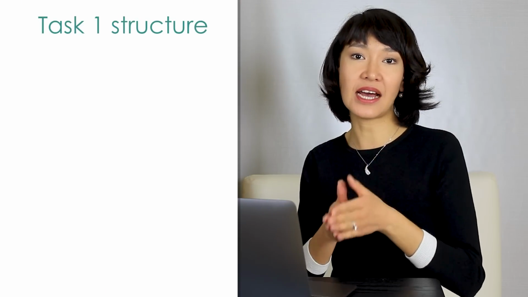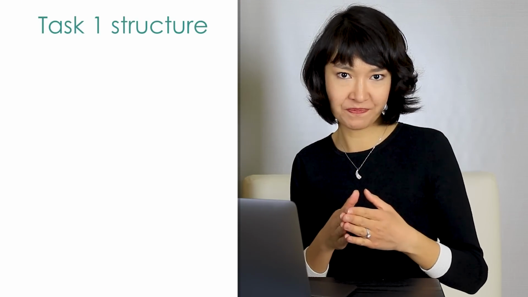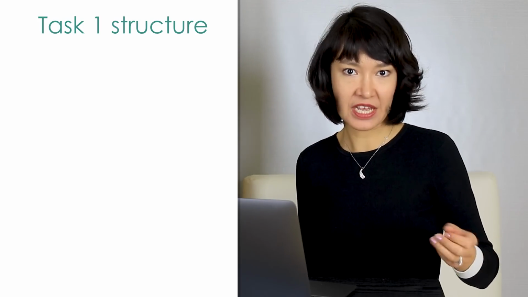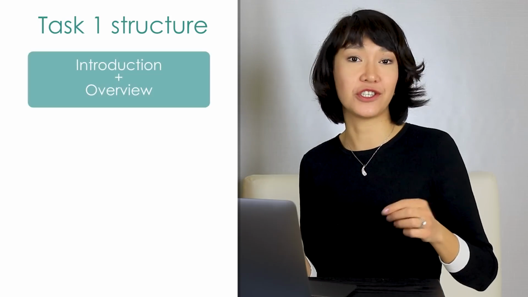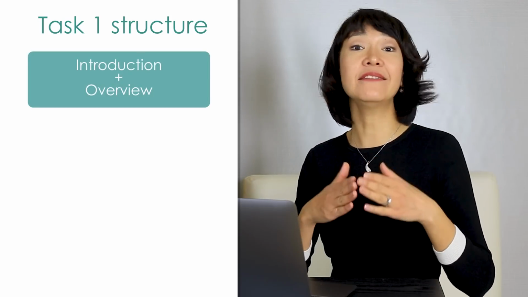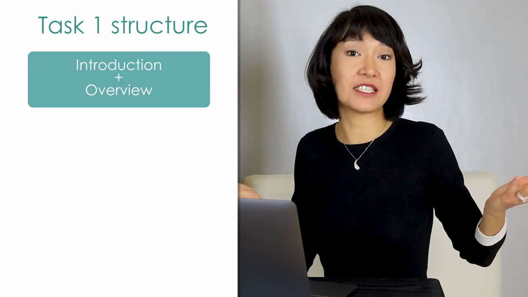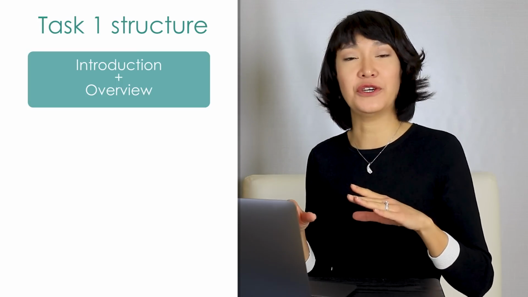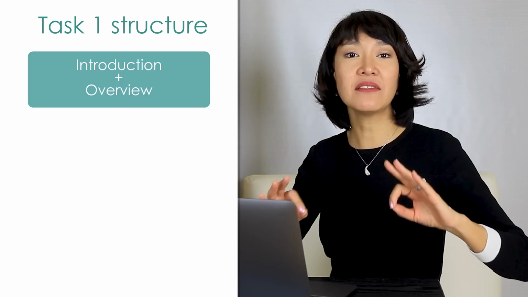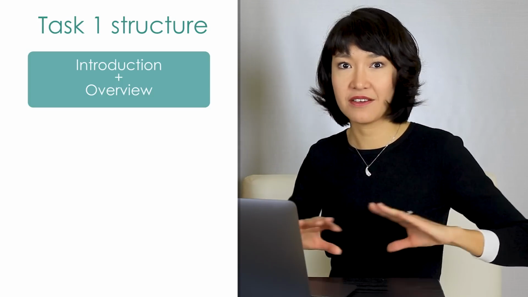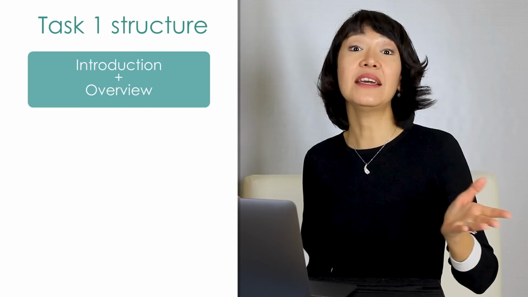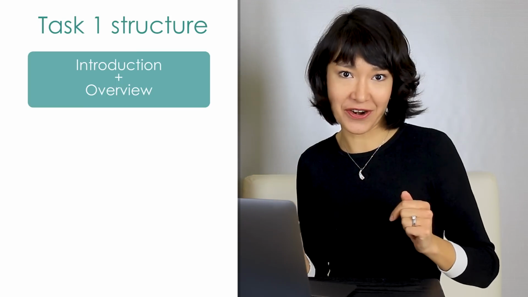Let me show you a typical structure for any Task 1 academic report. You will have 3 or 4 paragraphs. The first paragraph, your introduction and overview. In the introduction, you introduce the topic and explain what kind of data you have. And then in the overview, you give the main thing you've learned from your task, the big picture without any detail. And I like to write them together in one paragraph.